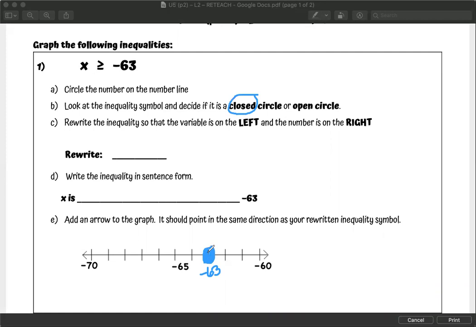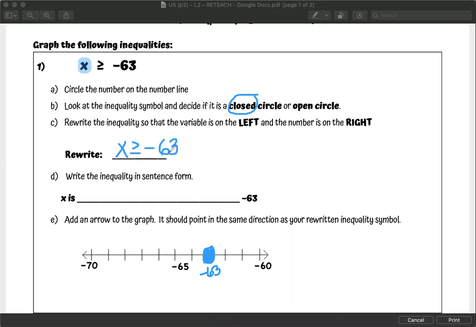Then I'm going to rewrite my inequality so that my variable is on the left and the number is on the right. So highlighting here, my variable. My x is already on the left, so I'm just going to rewrite it as is. X is greater than or equal to negative 63.